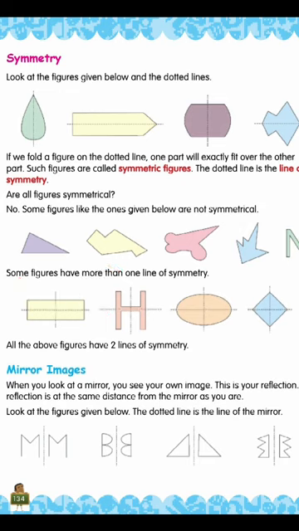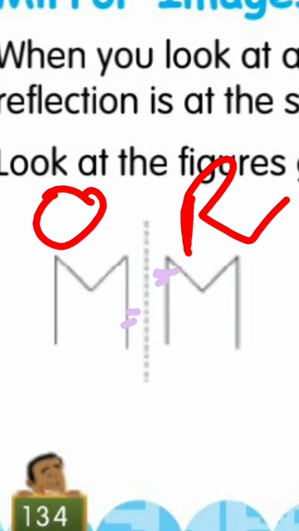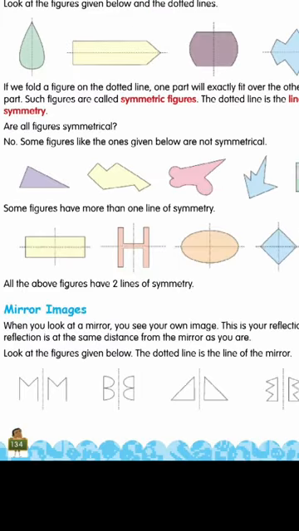Now, our next topic is the mirror image. When you look at the mirror, you see your own image, and this is called a reflection. The reflection is at the same distance from the mirror as you are. Now here, this is the object, this is the mirror, and this is the reflection. So the distance between the object and the mirror and the reflection and the mirror is always the same.